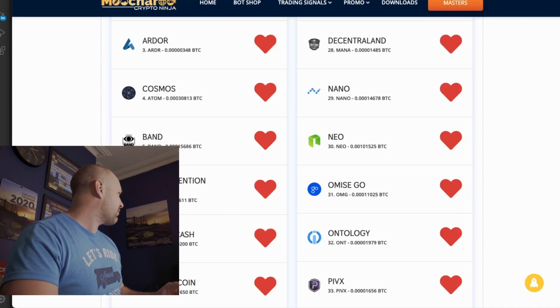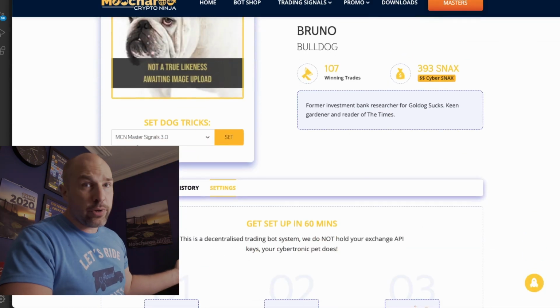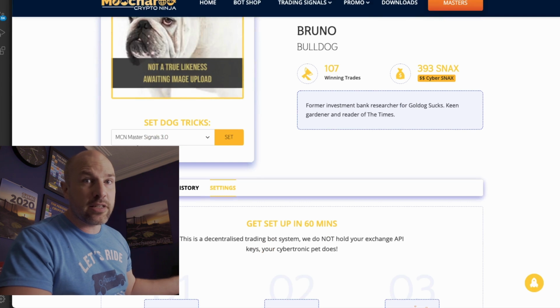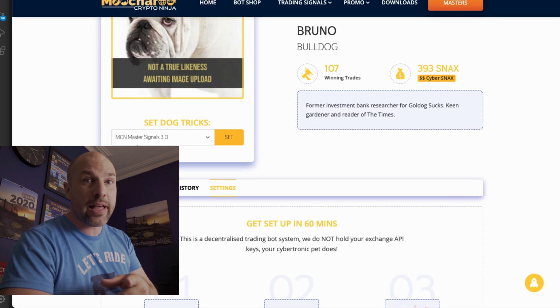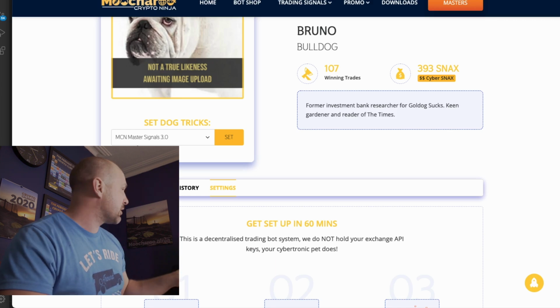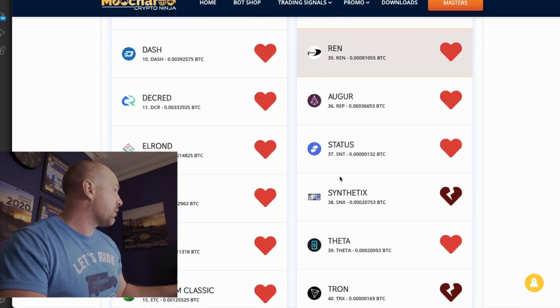Now I did have my bot over here on the bot shop following the MCN master signals. That's our normal signals. We'll take a look at those in just a minute to see how they compare against some of the other stuff that we've been trading. But I have had the majority of these coins turned off, so I haven't been trading them over the past few weeks, but I've just turned them all back on because this is absolutely crazy.